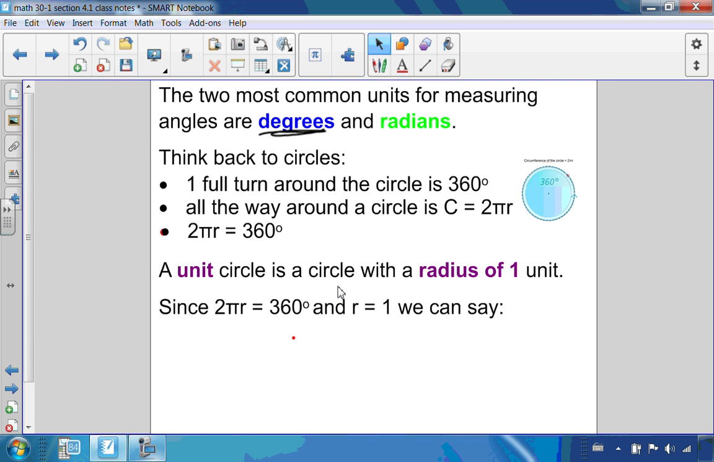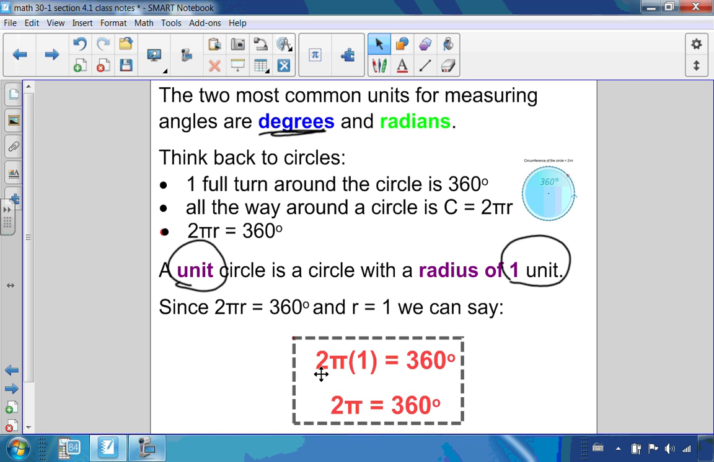Now in this trig unit that we're talking about, we're going to be dealing with a special circle called a unit circle. And a unit circle is just a circle that has a radius of 1 unit. So it's called a unit circle because the radius is 1 unit. So since I just discovered that 2 pi r is the same as 360 degrees and the radius is 1 unit, I know that 2 pi times a radius of 1 is just going to be 2 pi equal to 360. So I'm going to use this relationship to come up with some other relationships.